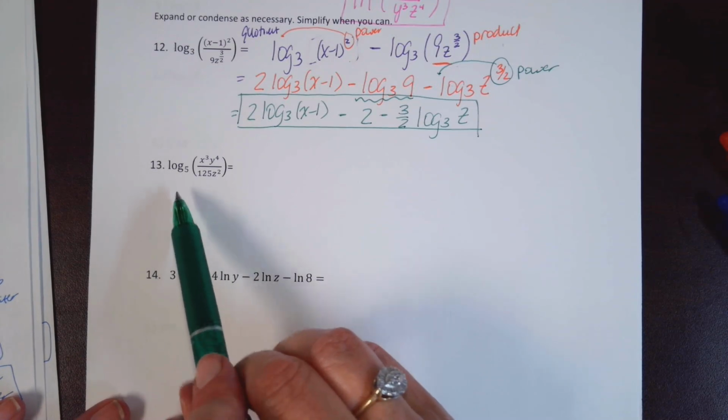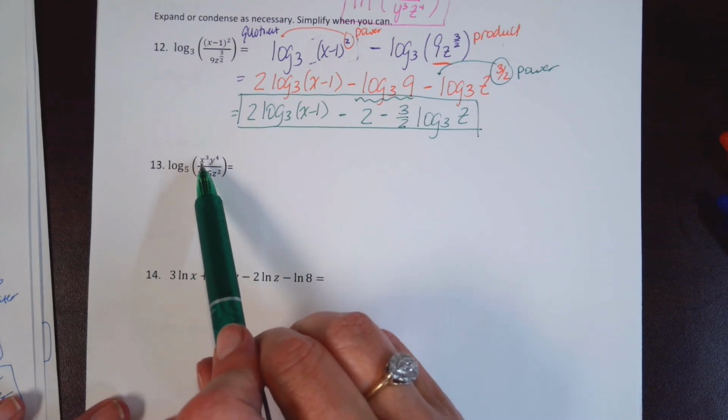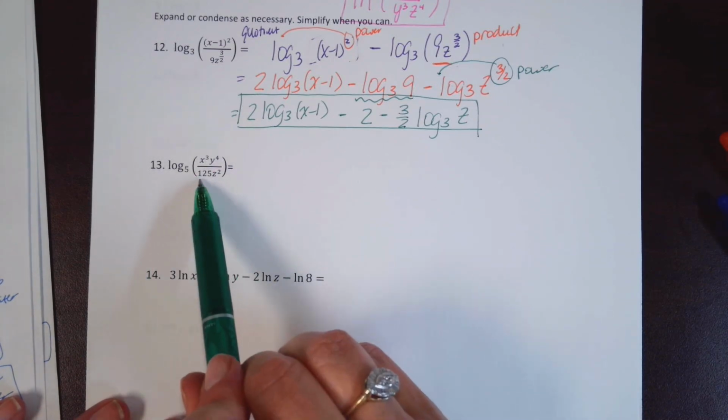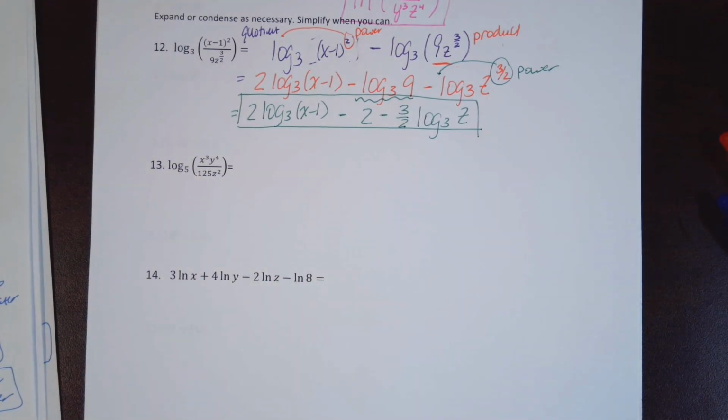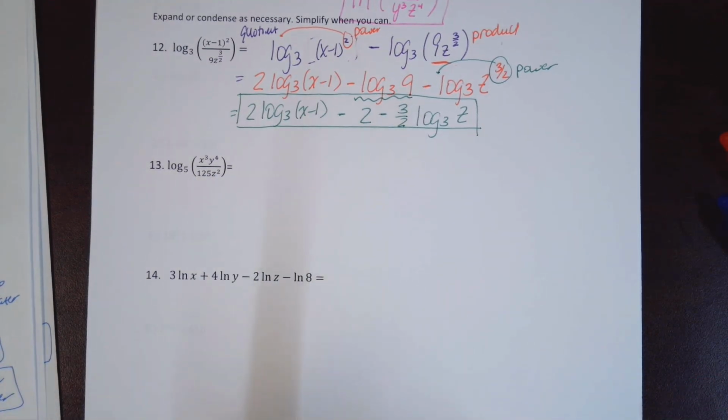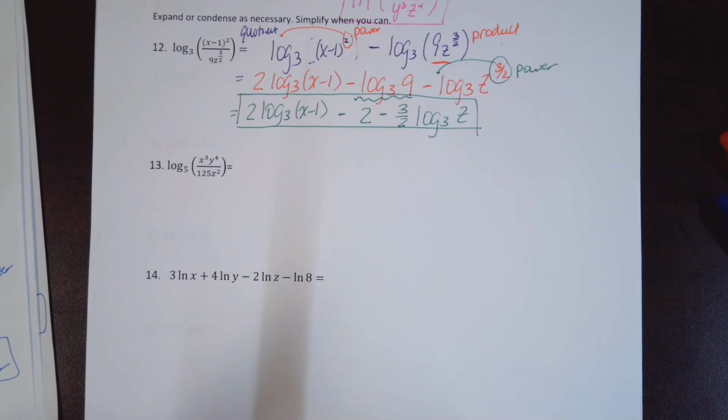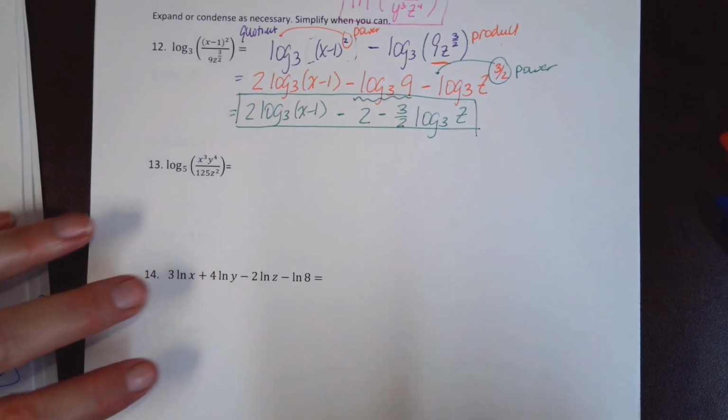Now for this one, number 13, we've got base 5. Our numerator is x cubed y to the 4th. Our denominator is 125 times z squared. Pause the video, try that one. I'm just going to give you the answer. I want you to try it on your own, and then you can look to see if your answer matches mine.